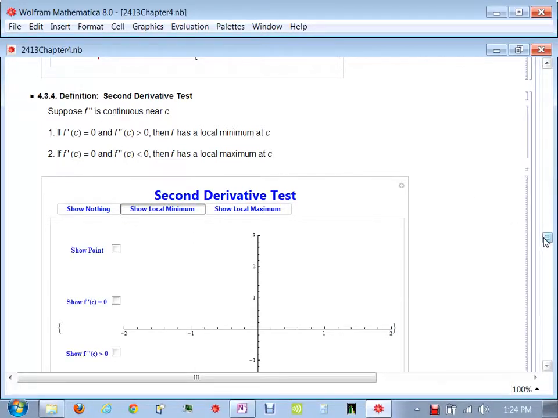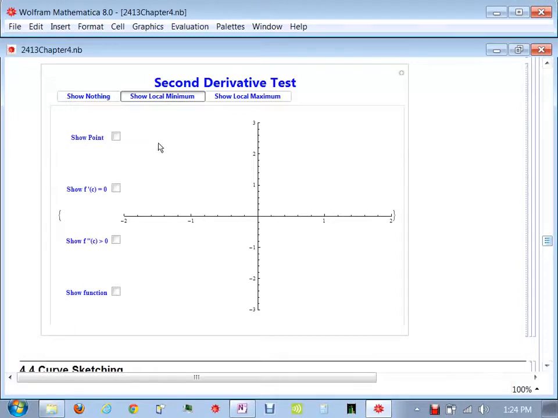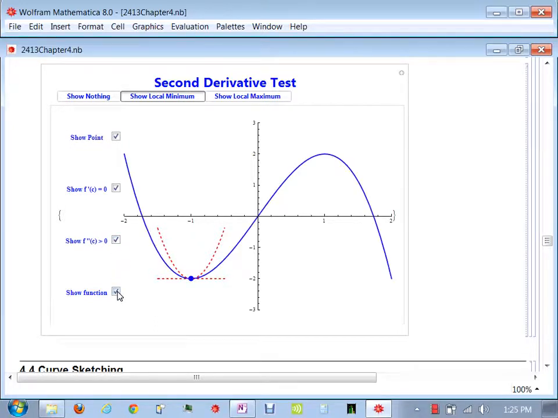So let me try and illustrate this in steps. First of all, let me give you a point. Let's say that at that point, the first derivative is 0. So I have a flat tangent line, don't I? Then the second derivative is positive, which means I have to have a smile there. Can't you see that that can only be a local minimum? Right?